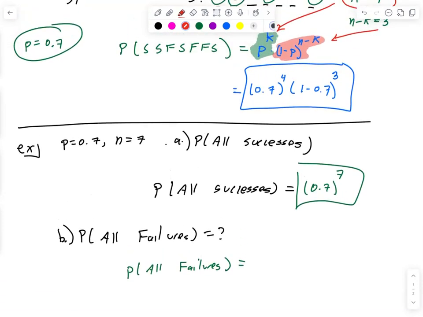So what's the probability of a failure? 1 minus 0.7, raised to the power of 7, because they're all failures.